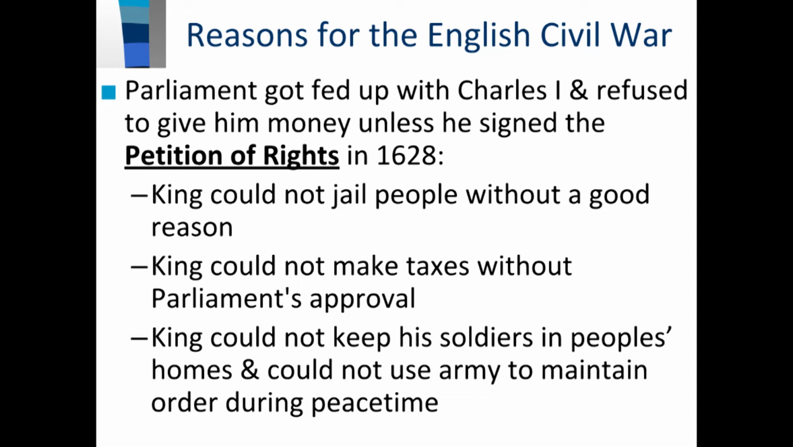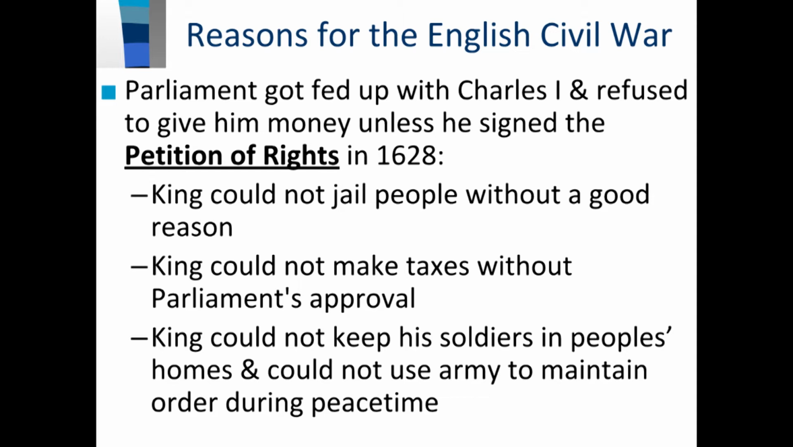So they said, you are not going to work with us, that's fine, here's a document. And unless you sign this, we're not going to give you any more money for your lifestyle. So here's what this thing said. It said that the king could not jail people unless they had a good reason to. You can't just say, I don't like this person, you're off to jail and you're done, you're off with your head. No. The king needs to wait until he has a good reason to put someone in jail.